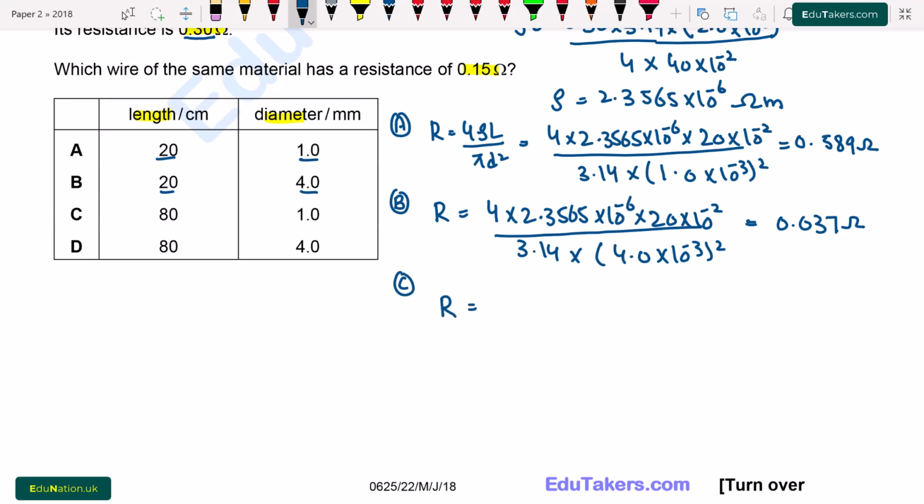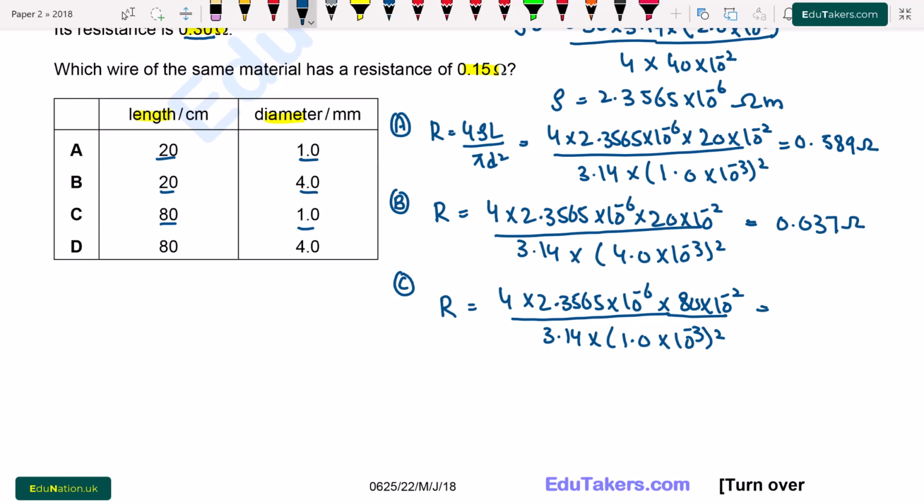Now I consider option C. For the option C, resistance will be 4 multiplied by resistivity, which is 2.3565 into 10 power minus 6 multiplied by length, which is given 80 centimeter, divided by 3.14 into diameter is again 1.0 millimeter.